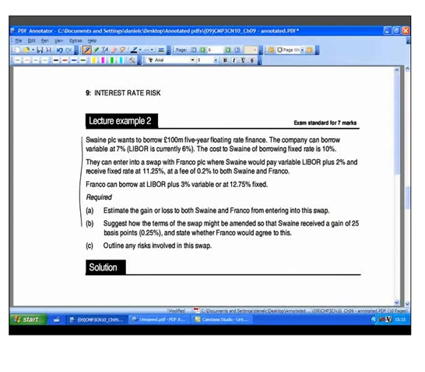So estimate the gain or loss, suggest how we might change it, and also have a think about risks involved in the swap, just to recap some of the material we covered earlier on. Press pause, have a go at doing this yourself, and press play when you're ready to debrief.